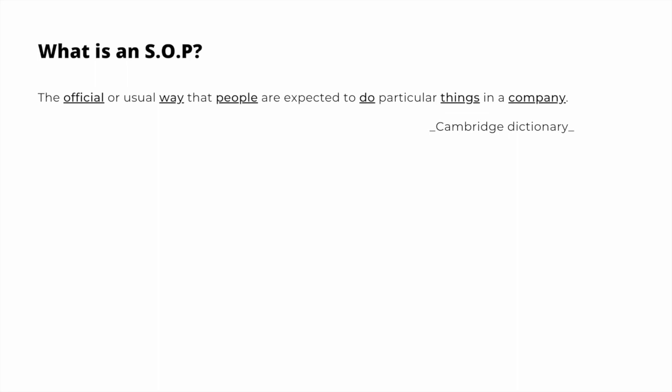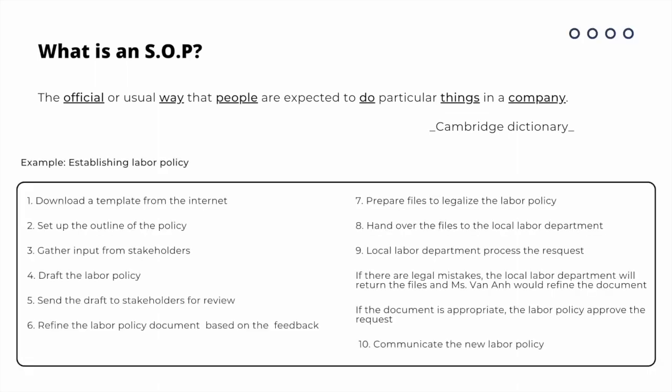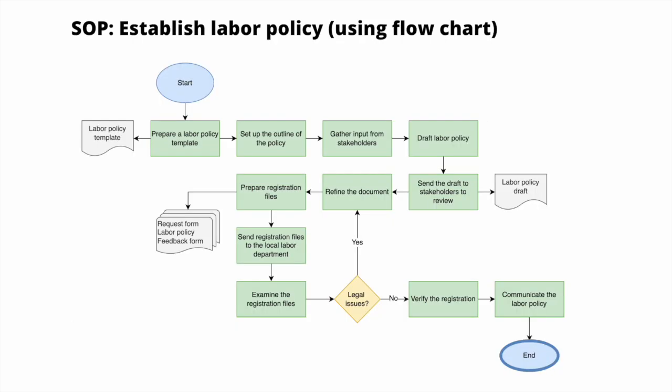So the example of establishing and legalizing the labor policy is considered an SOP. So how do I create an SOP like this, but more succinct and comprehensible? Well, I have a solution for you, and it's called a flowchart, and it looks like this.